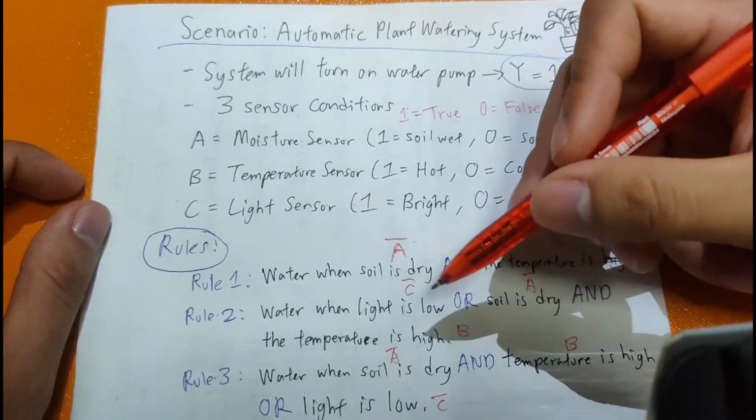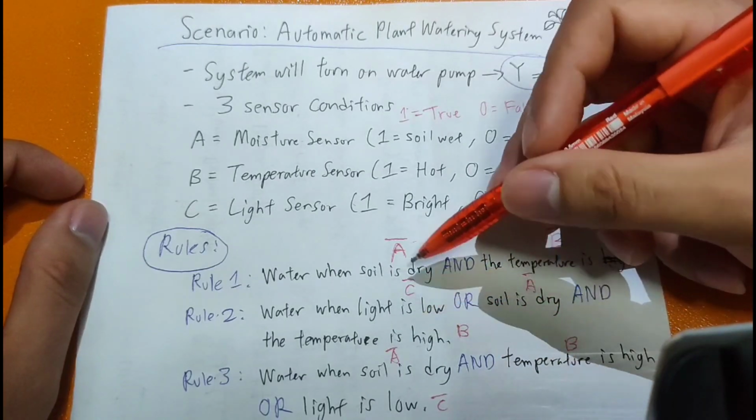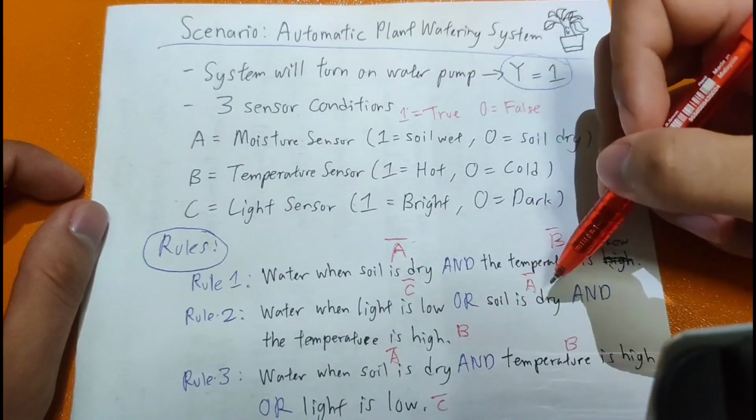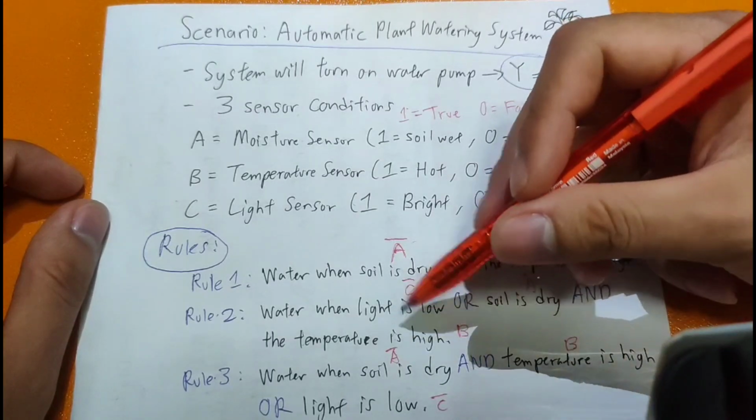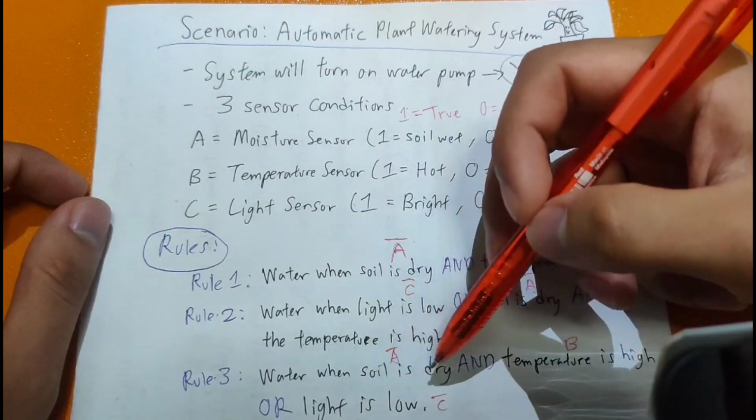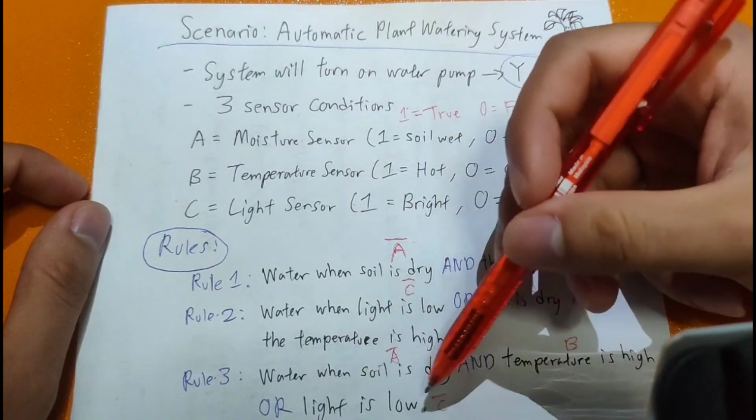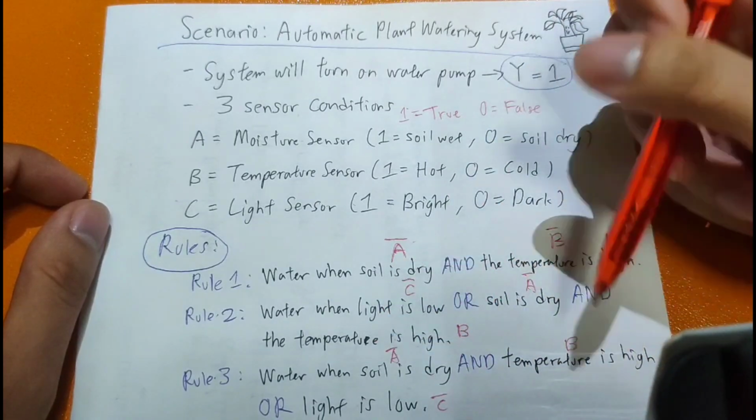And rule 2 and rule 3 is the same. So light is low, light is C, and it is dark means bar. Soil is dry, A bar. Temperature is high, B. And rule 3, water when soil is dry, temperature is high or light is low: C bar, A bar, and B.